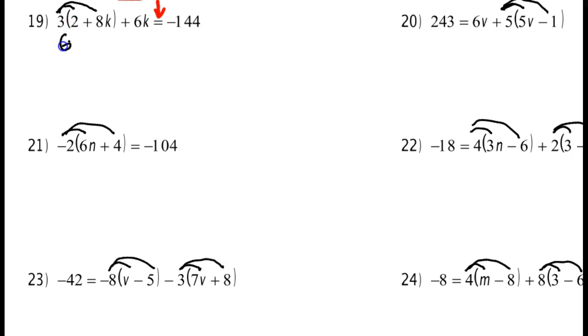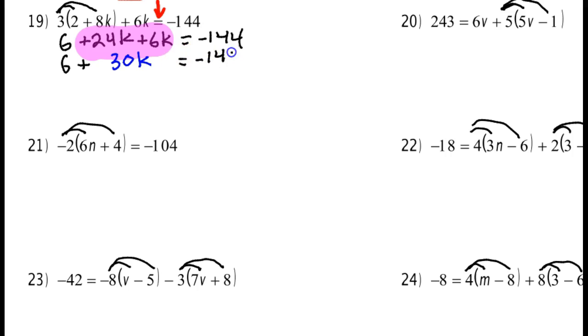So we have 6 plus what, 24k plus 6k. Same thing we just did above, now we're just going to have equals negative 144, right? Variables combined together, 30k. Bring everything else down. 6 plus, and it equals negative 144. And now it's ready to solve.